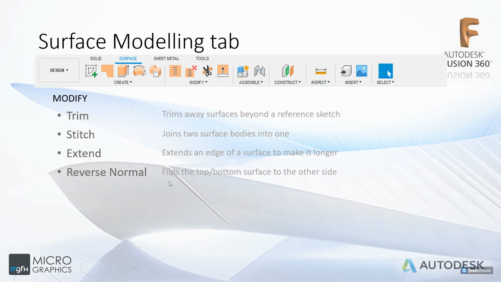The next one is extend. Extend extends an edge of the surface to make it longer, which is fairly straightforward. You have created a surface and you would like to use one of the edges to elongate it. You simply click on that edge and extend it. And the last one is reverse normal. That simply flips the top or bottom surface to the other side. So you'll see when you create surfaces, normally one is the top side and one is the bottom side of that surface. So perhaps you have two surfaces and you want the tops to match. You can click reverse normal to flip one around and make them match at the same side.